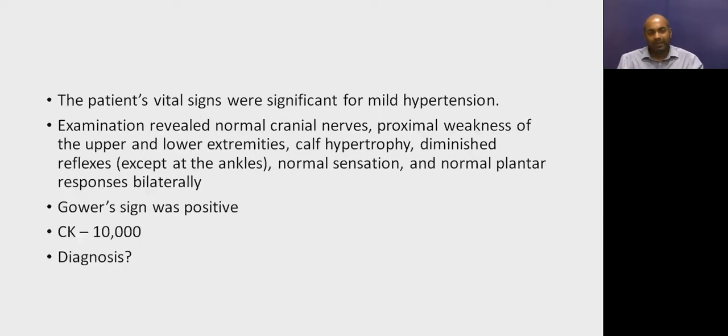On examination, the patient's vitals showed some hypertension, and examination revealed proximal weakness of both upper and lower extremities, a limb girdle pattern weakness. There was calf hypertrophy, normal sensations. Gower's sign was positive, and the creatine kinase done was around 10,000. So what's the diagnosis we are seeing?